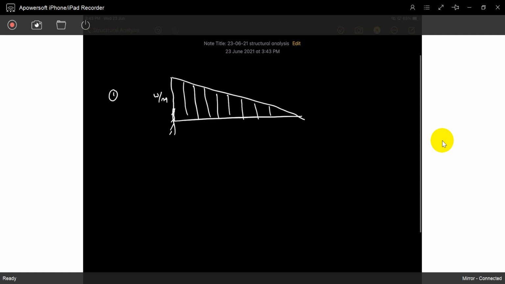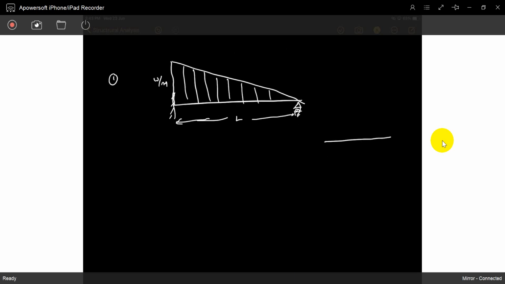It is w per meter. Its length is L and it is a propped cantilever. If it is a propped cantilever, understood? It's a propped cantilever. What is the deflection here?